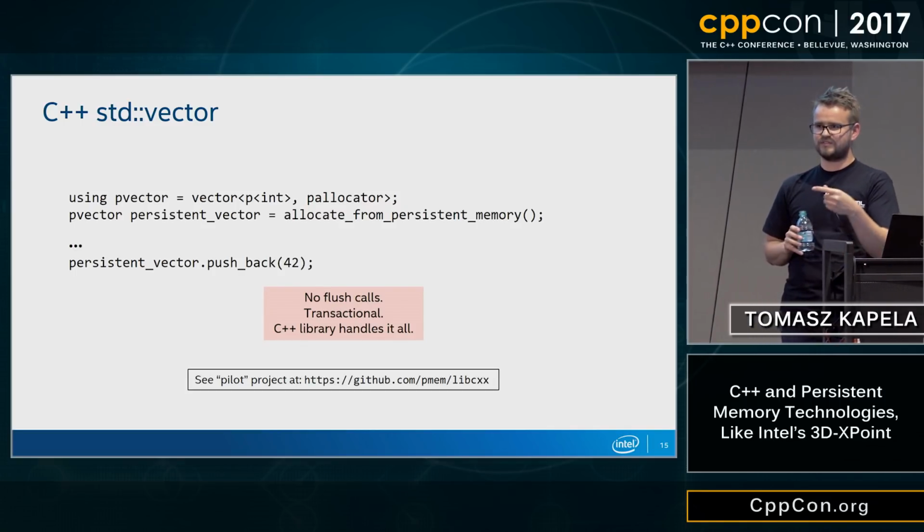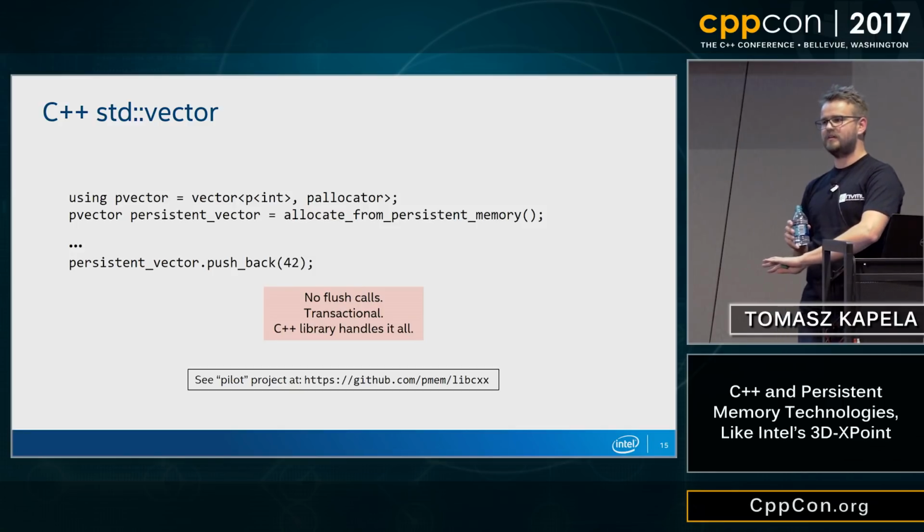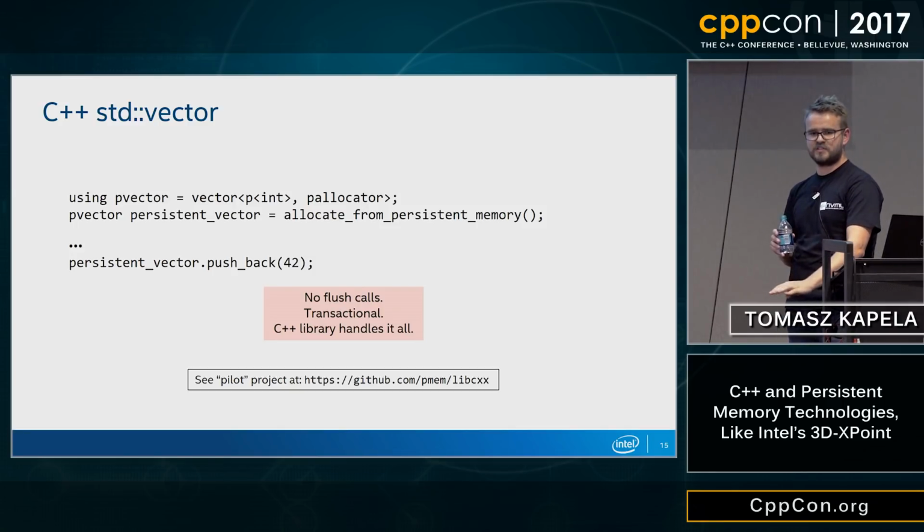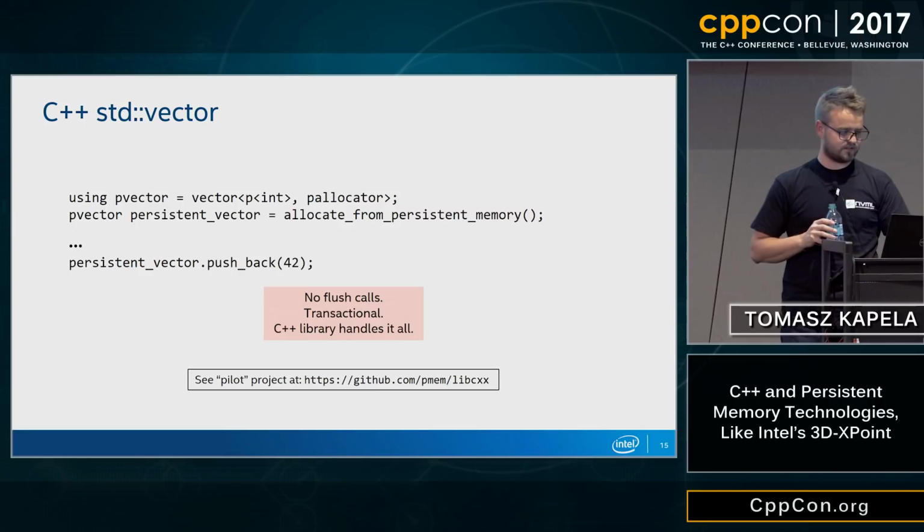It's backward compatible, so it didn't ruin the ABI, the changes that we've made. Well, I'll be talking about it at the end.